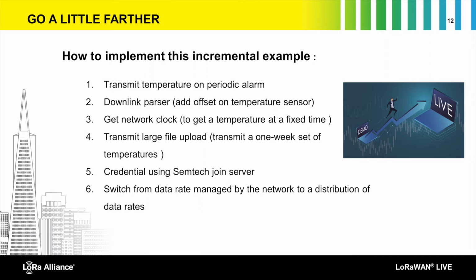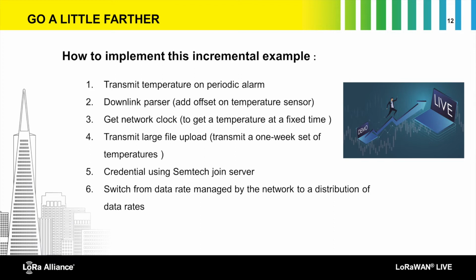First, we will just try to implement a periodic transmission of a temperature, let's say, on a periodic alarm. And after, we will add a second thing to receive a downlink, to parse the downlink, and in this example, to add an offset to the temperature sensor. We'll go a little bit deeper. We try to get the clock coming from the network, it should be from the clock sync service, but it could also come from the network server.